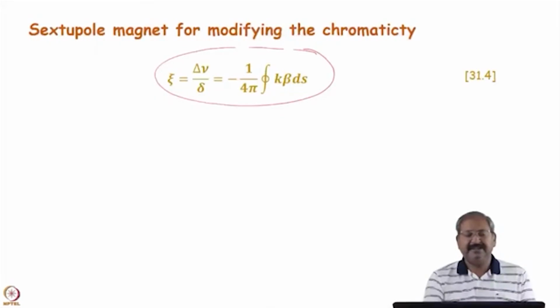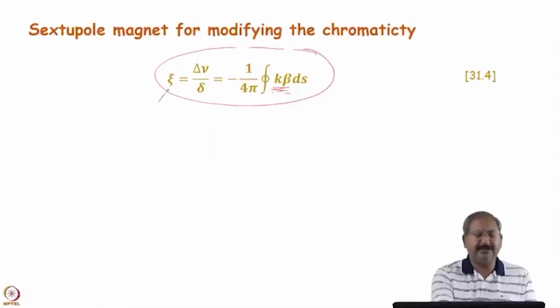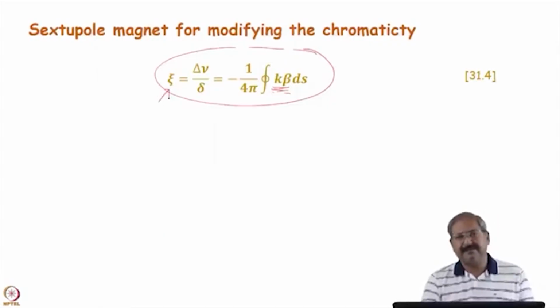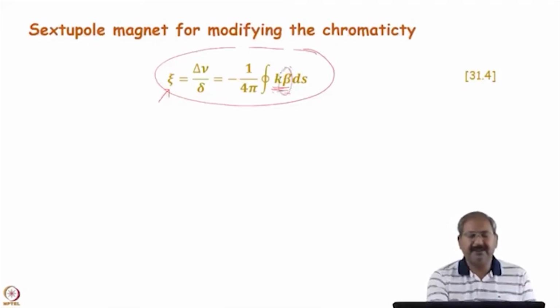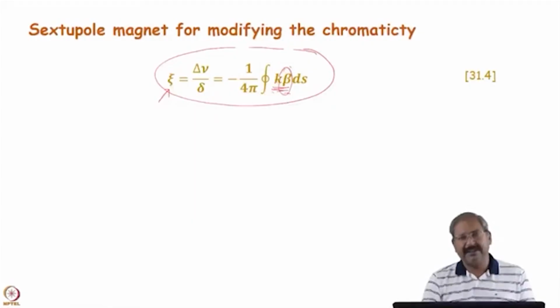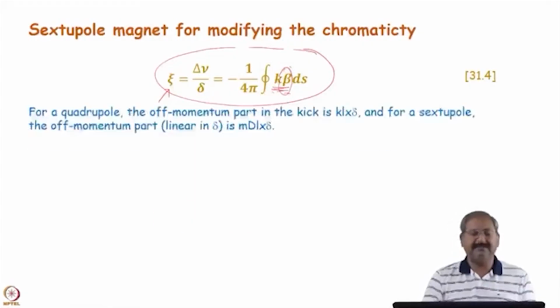Now you can see here that K into beta, this combination generates the chromaticity. Means higher strength of the quadrupole will generate higher chromaticity. Means if a lattice has stronger quadrupoles for stronger focusing, it will have large chromaticities. And if beta is higher at the location of the quadrupoles, then it will generate higher chromaticity.